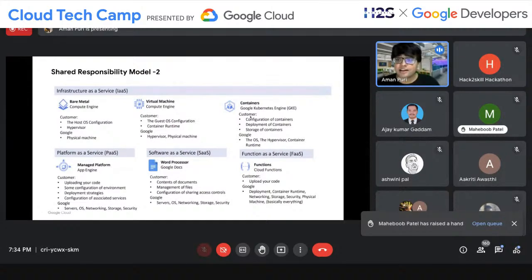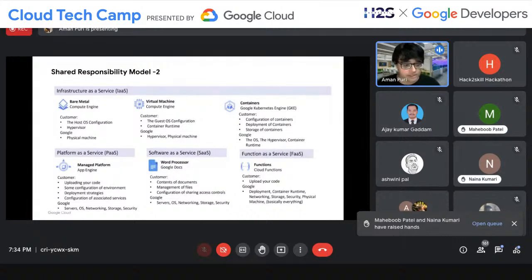And when you talk about containers, in Google Kubernetes Engine the configuration of containers is our responsibility, the deployment of containers is our responsibility, and the storage of our containers is our responsibility. But the operating system, the hypervisor, and the container runtime are Google's responsibility. Similarly, you have App Engine. With App Engine, you are only responsible for uploading your code, some configuration of your environment, and your deployment strategies. But all the hardware and the operating system aspects are handled by App Engine.